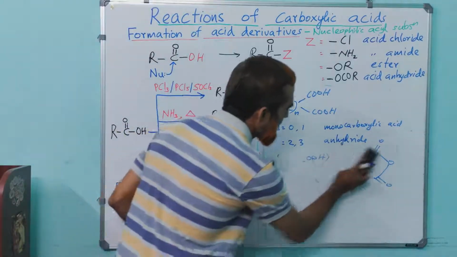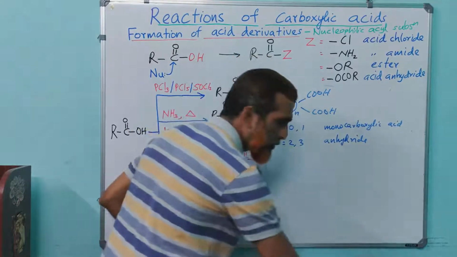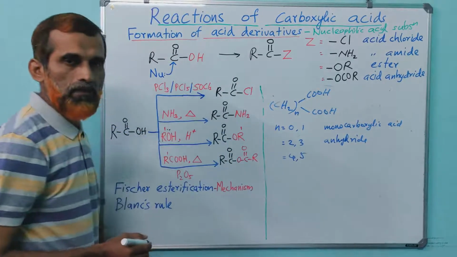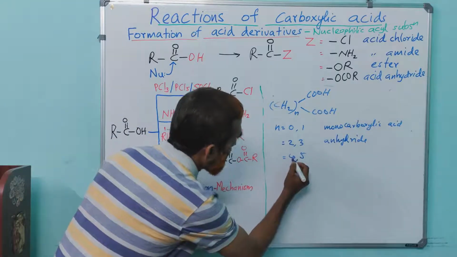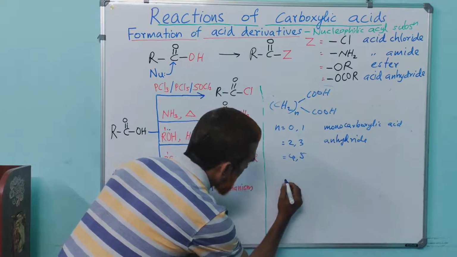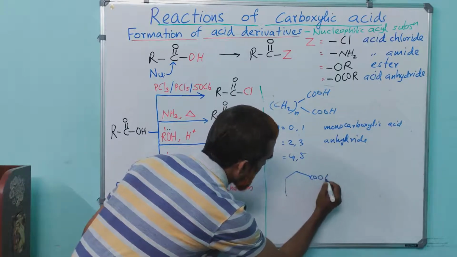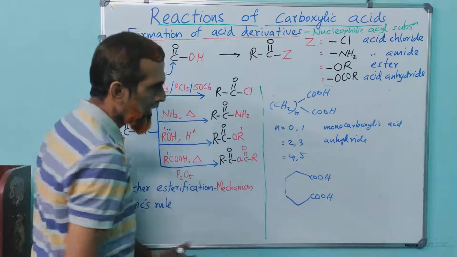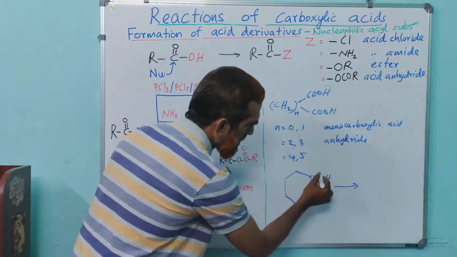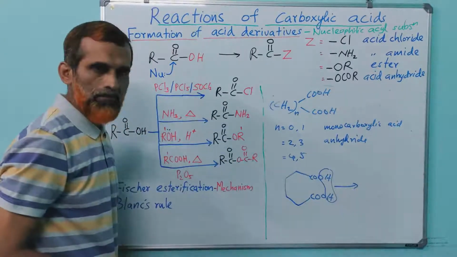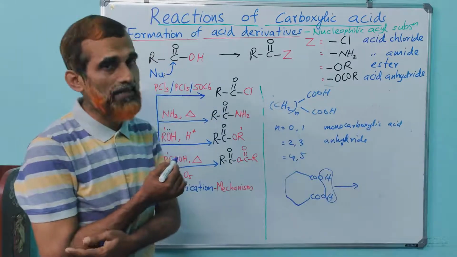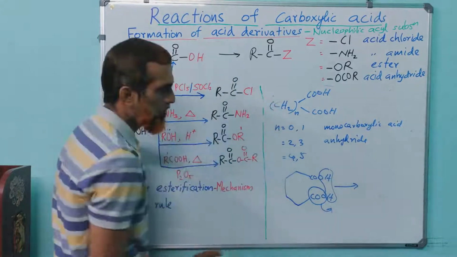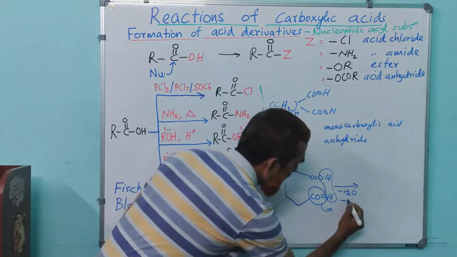But Blanc's rule says that when the ring size increases to 7 or 8, it is unstable. That means if n equals 4 or 5, for example, if it is 4, that means adipic acid, it can be drawn like this, with 4 CH2 groups here. On heating, we may expect formation of anhydride, but it's not anhydride because that will lead to a 7-membered ring system which is not so stable. So water will be lost and the CO2 also will be lost. So here there is minus H2O, dehydration, as well as decarboxylation.